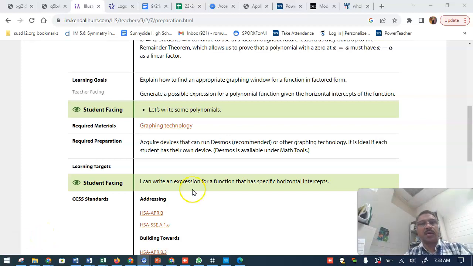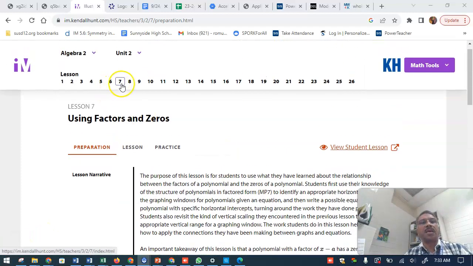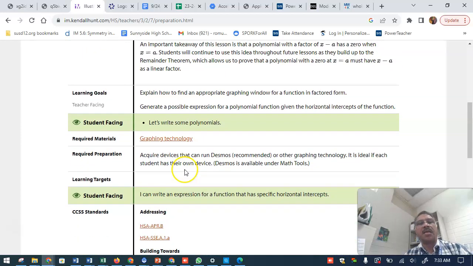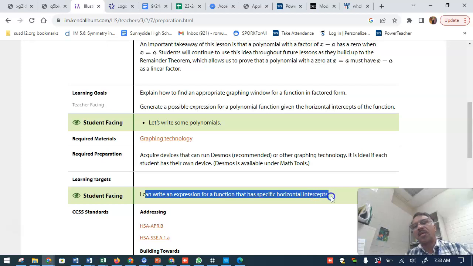Okay, hello students. If you see this, this is lesson number 7, and in lesson 7 we should be able to create polynomials given the factors and the zeros. So the learning target is to write some polynomials. I can write an expression for a function that has horizontal intercepts.